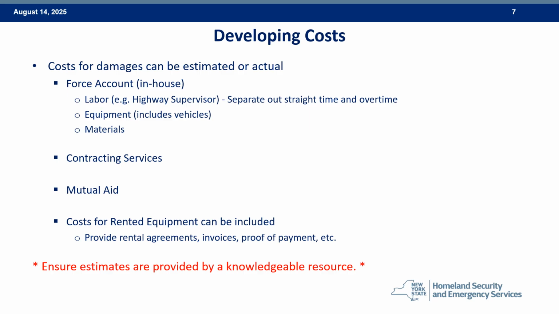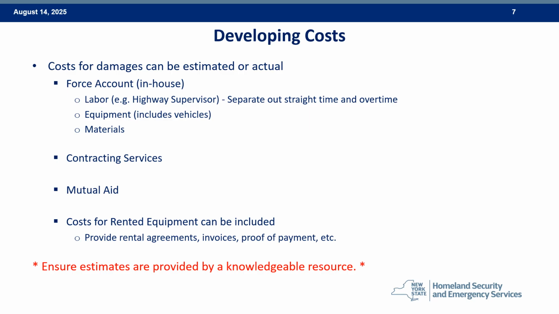Applicants do not need to follow procurement procedures for contracting services on emergency work. However, they do for permanent work. Provide actual cost or the cost estimate of all contracts and contractor bids or invoices. If you have questions about cost for contracting services, please contact your county or DHSES representative for more guidance.